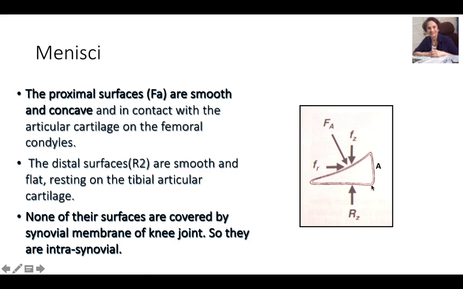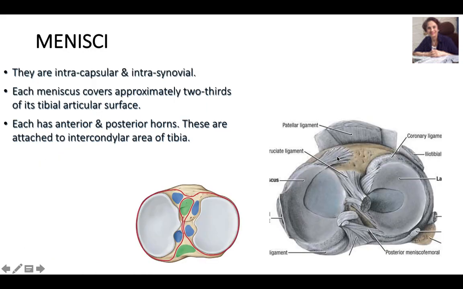The distal surface is flat and it is situated on the articular cartilages of the condyles or tibial condyles. None of these surfaces are covered by synovial membrane. So here you can see this is a femur, this is a tibia, and you can see here the red line is the synovial membrane.